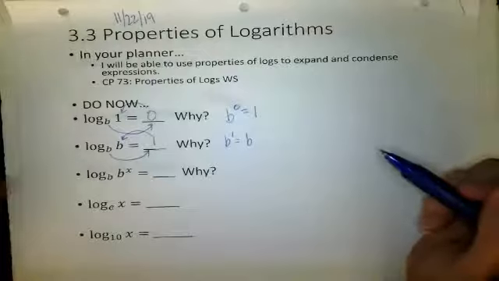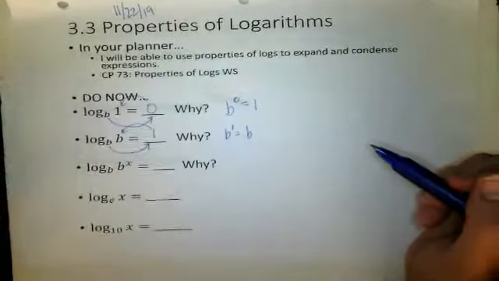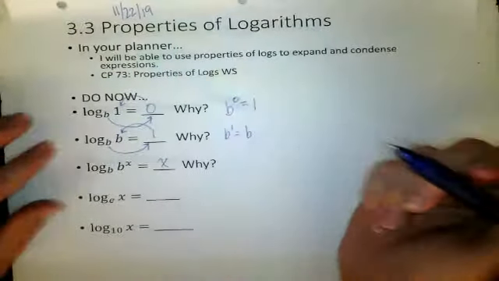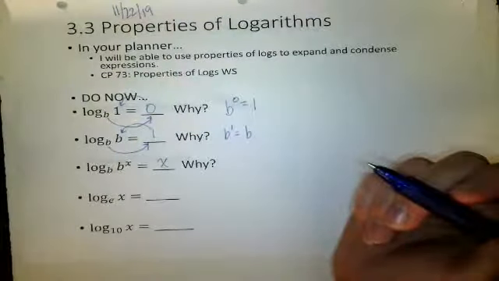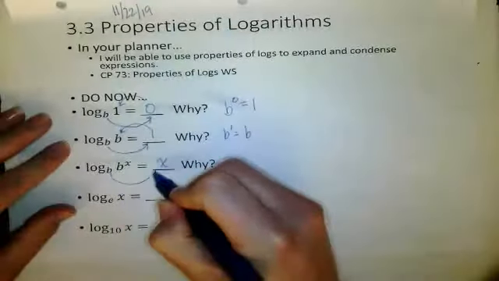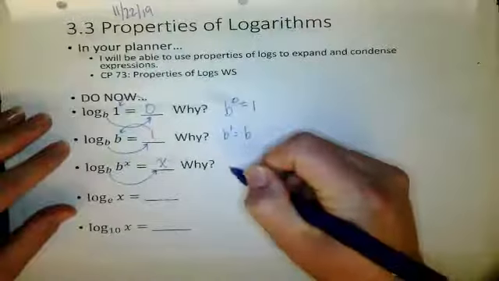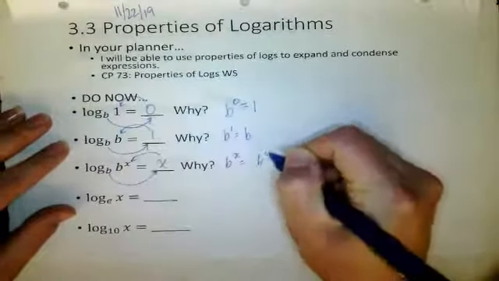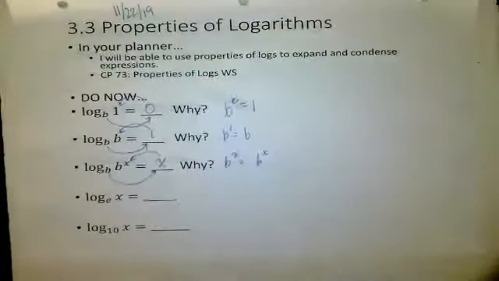All right, but this one's a little more challenging. Log base b of b to the x equals x. Why? Again, if you give it a swirly, it makes perfect sense, because b to the x equals b to the x. So that's kind of useful.